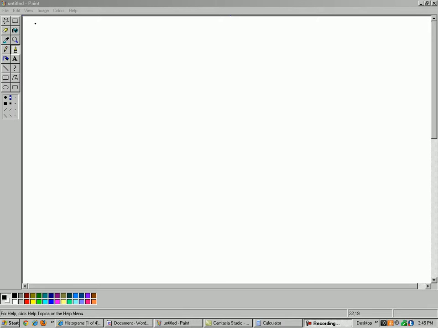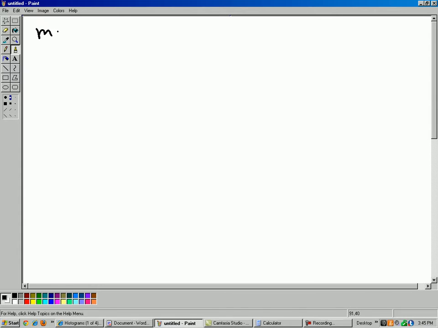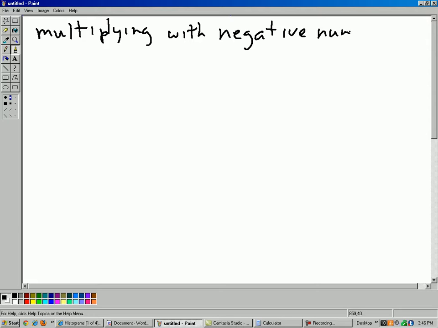Hello, this lesson is multiplication when you're using negative numbers. So, multiplying with negative numbers. And there's a couple of simple rules to keep in mind. If you just want to keep it simple, here's the simplest way to explain it.